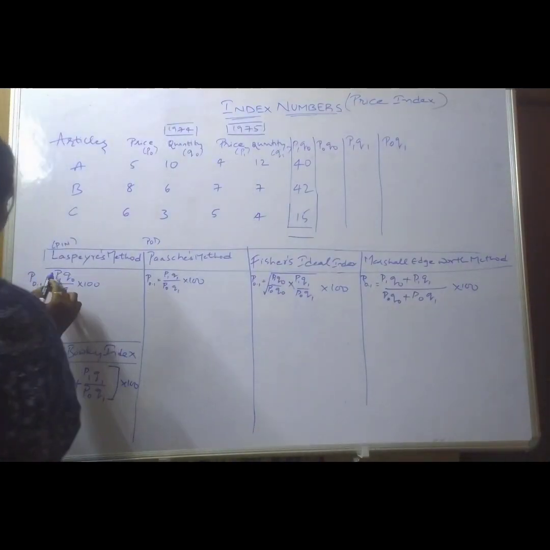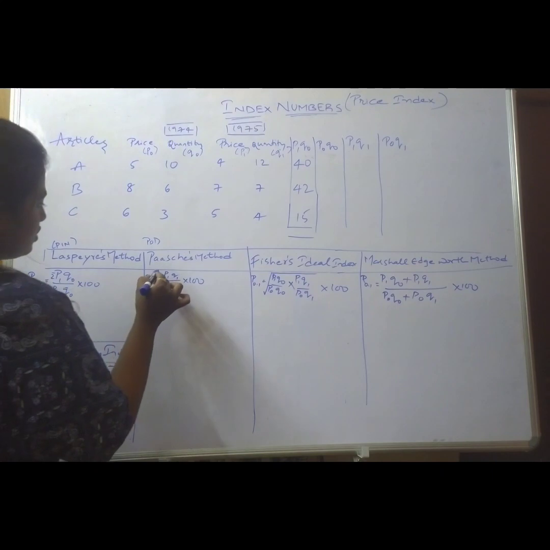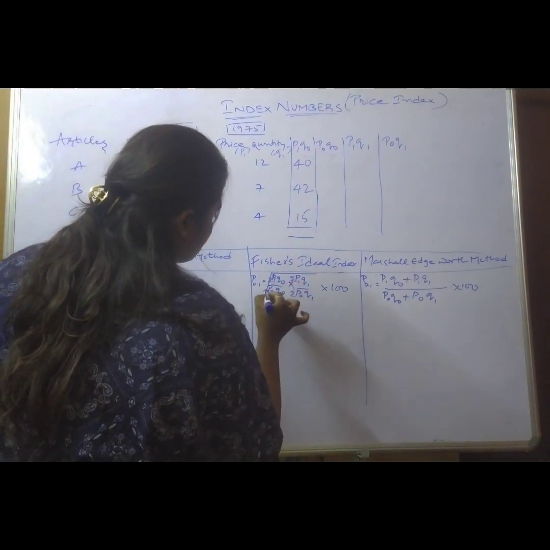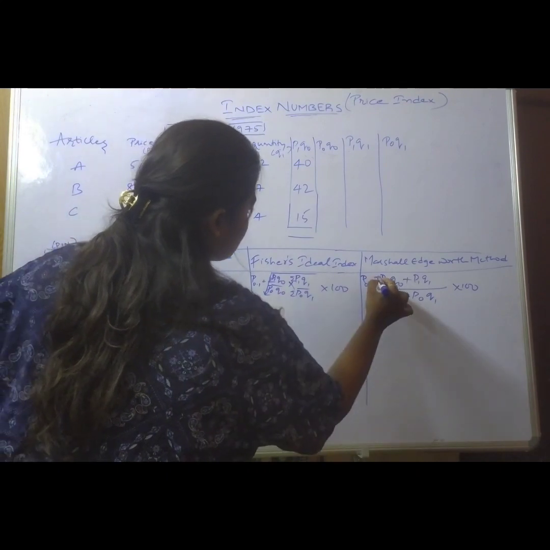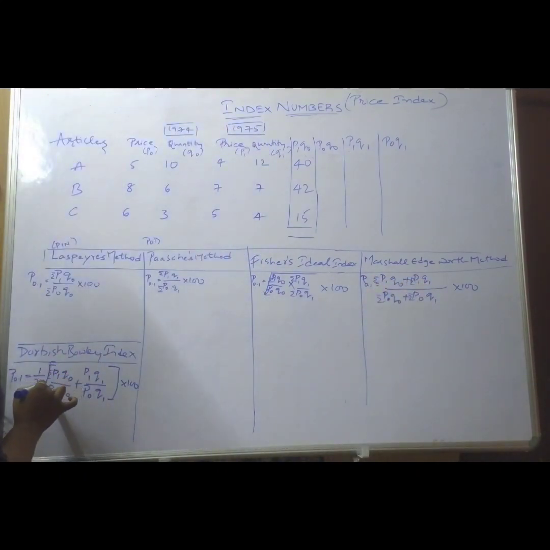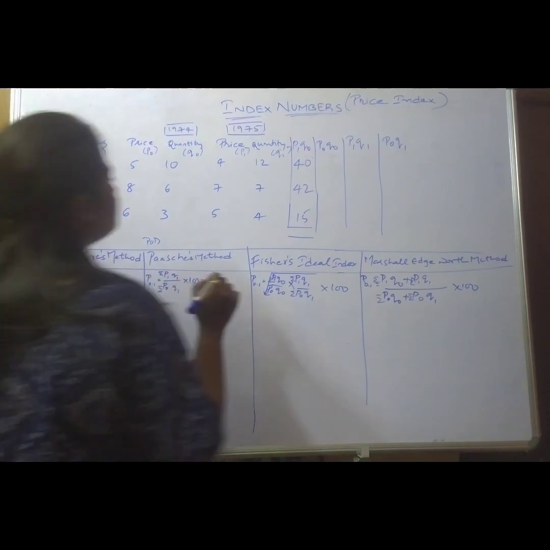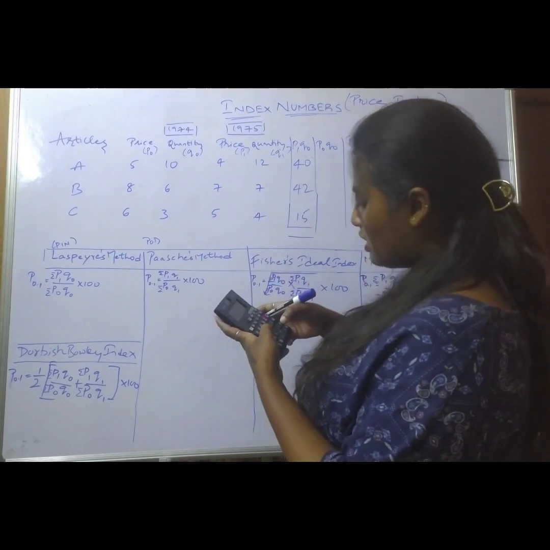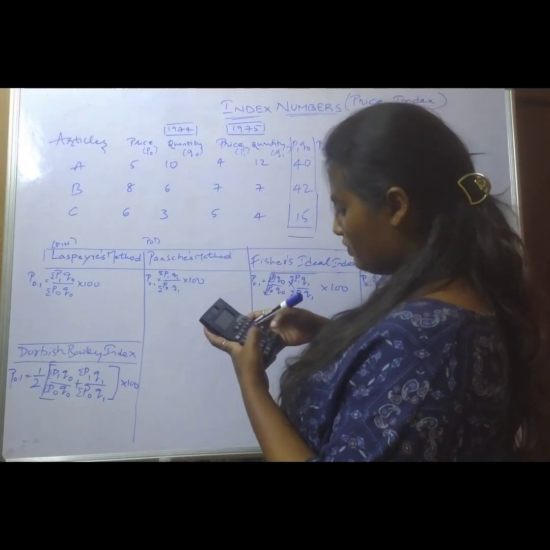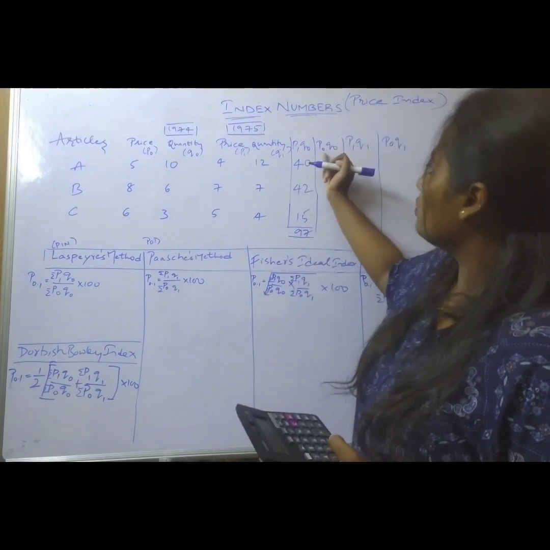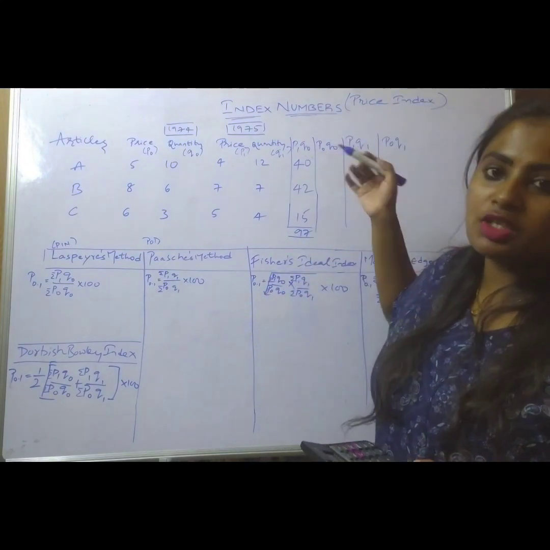Sorry, you have to put summation for all these formulas. So we need P1 Q0 summation. P1 Q0 summation is 40 plus 42 plus 15, so we have to write it as 97.